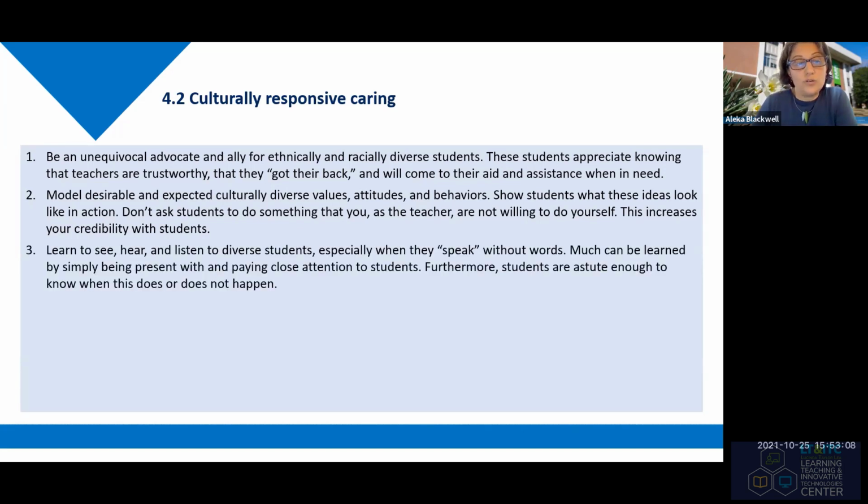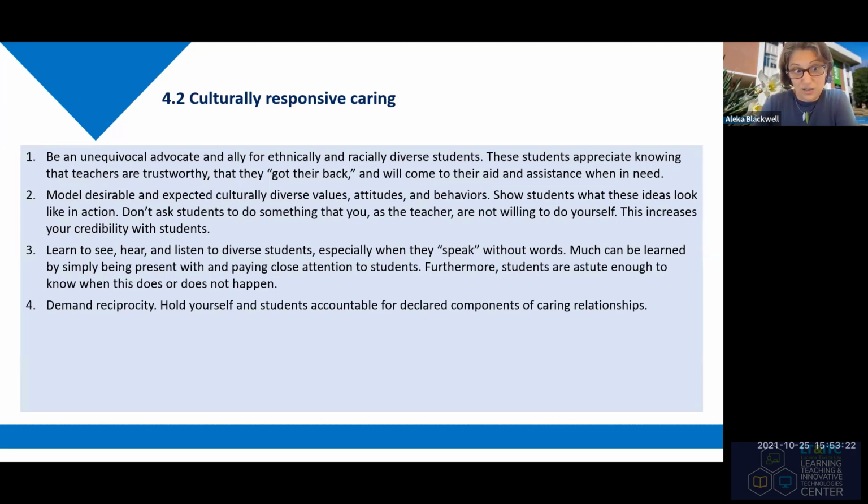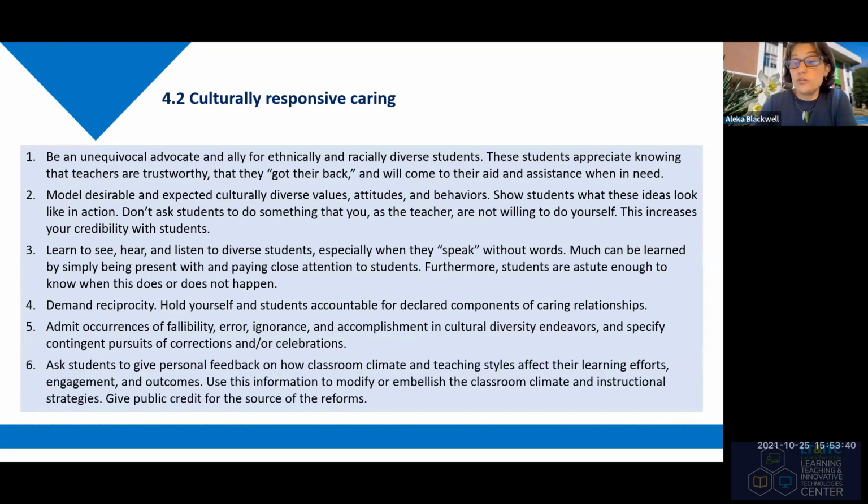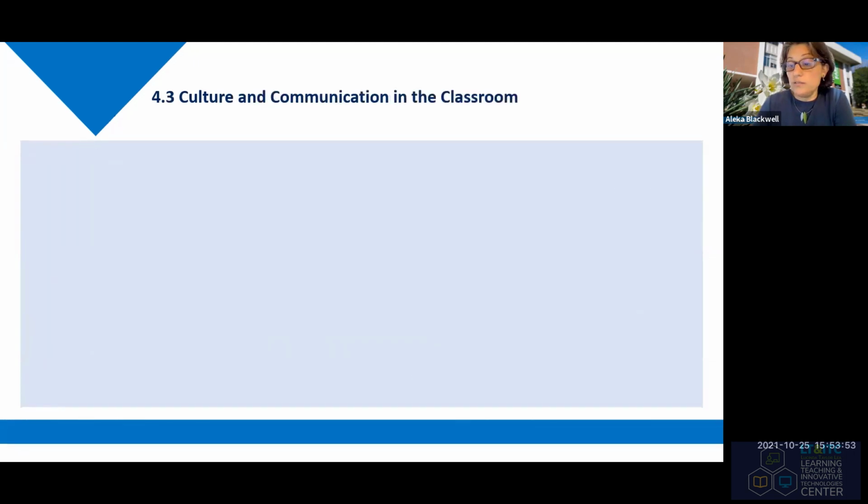Learn, this one's really the most important, learn to see, hear, and listen to diverse students, especially when they speak without words. Much can be learned by simply being present with and paying close attention to students. So putting in the time to get to know our students is the first step. Demand reciprocity, hold yourself and students accountable for declared components of caring relationships. Admit occurrences of fallibility, error, ignorance, and accomplishment in cultural diversity endeavors. Ask students to give personal feedback on how your classroom climate and your teaching style affect their learning efforts, engagement, and outcomes. And then use this information to modify or embellish the classroom climate and your strategies. And then give them credit for these reforms. And there are many more such within that section.